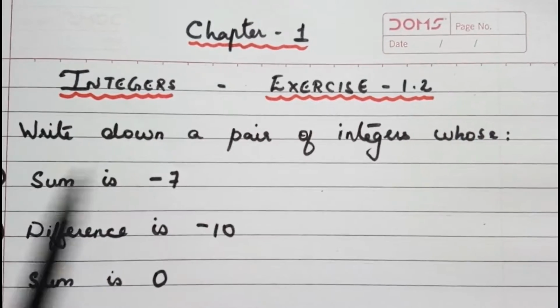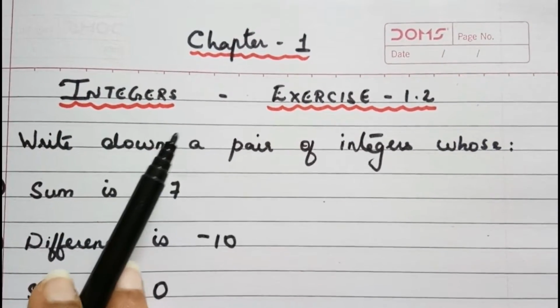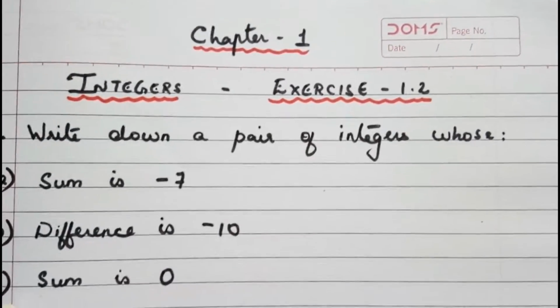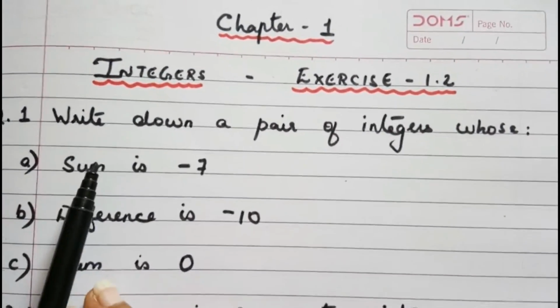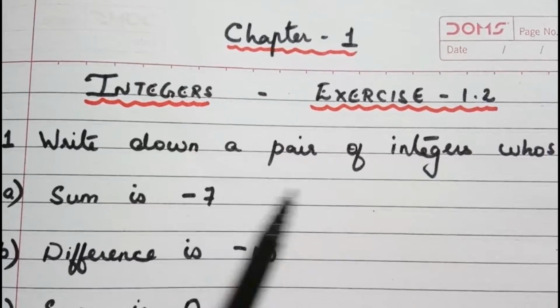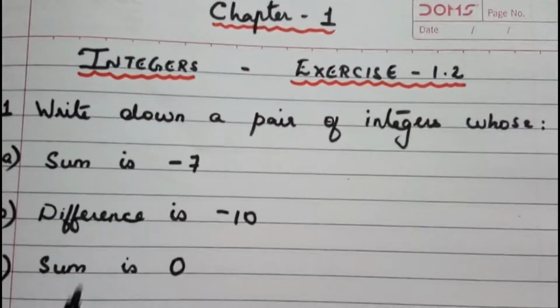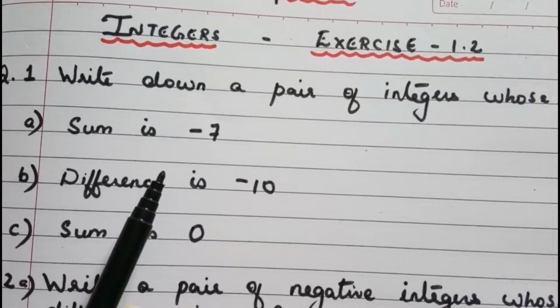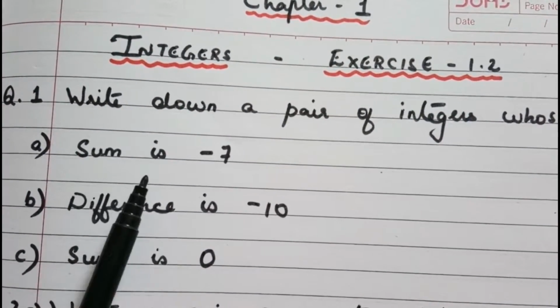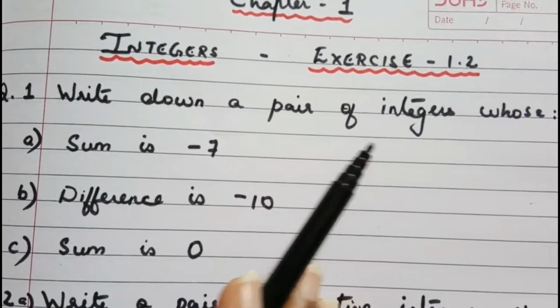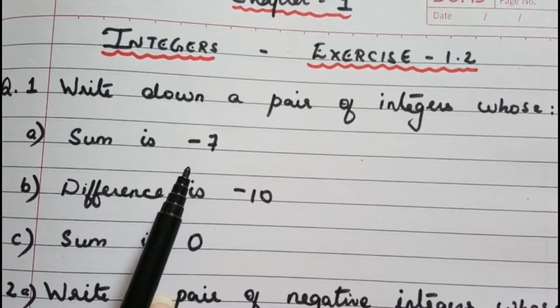Today we'll start with exercise 1.2 of chapter 1 named Integers. Let's start with question number 1. It asks to write down a pair of integers, and there are 3 sub-questions under this. The first sub-question is, sum is minus 7. So here we have to write a pair of integers whose sum is minus 7.